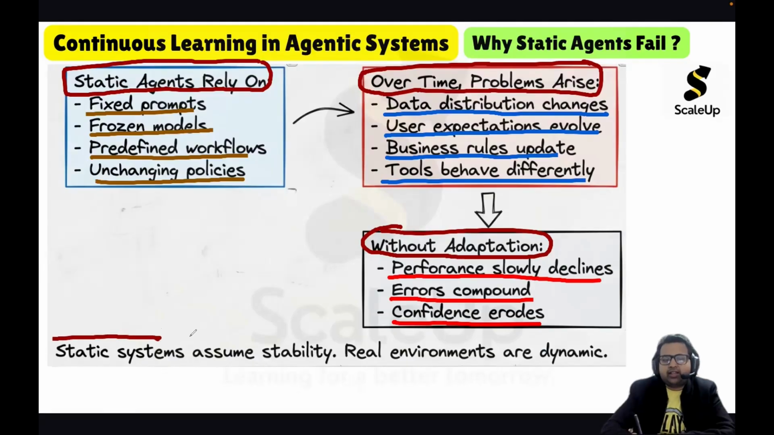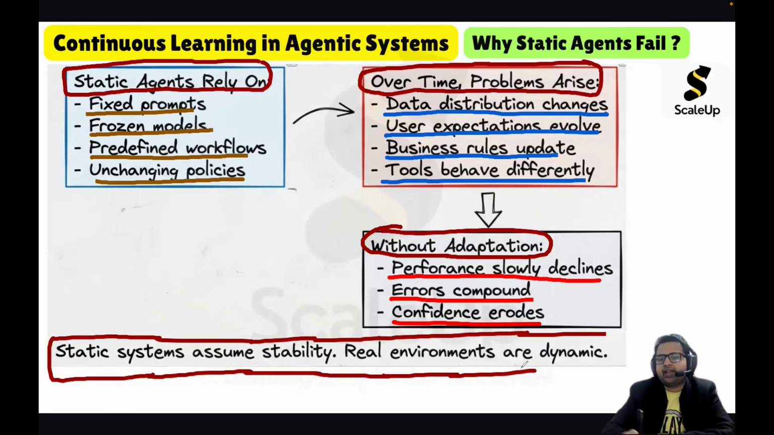Static systems assume stability, but real environments are dynamic in nature, and hence static systems fail. They cannot survive in the real environment, which is highly uncertain in nature and evolving with time.